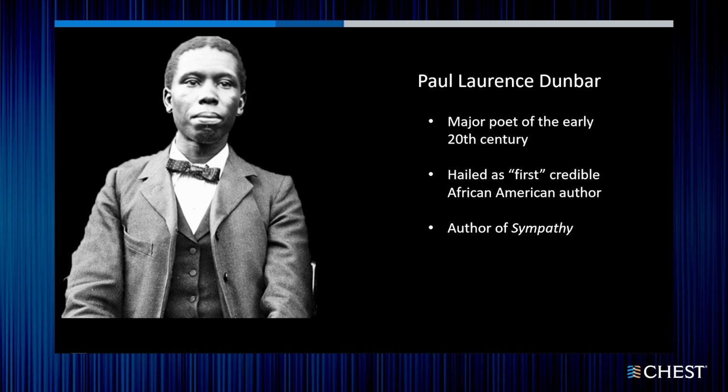This is Paul Laurence Dunbar. He was hailed as the first credible black poet on the national stage, after Phyllis Wheatley was hailed as the first credible black poet on the national stage in the time of George Washington, and before Langston Hughes and the members of the Harlem Renaissance would be hailed as the first credible black poets on the national stage several decades later. I want to share with you a stanza from his poem, Sympathy.